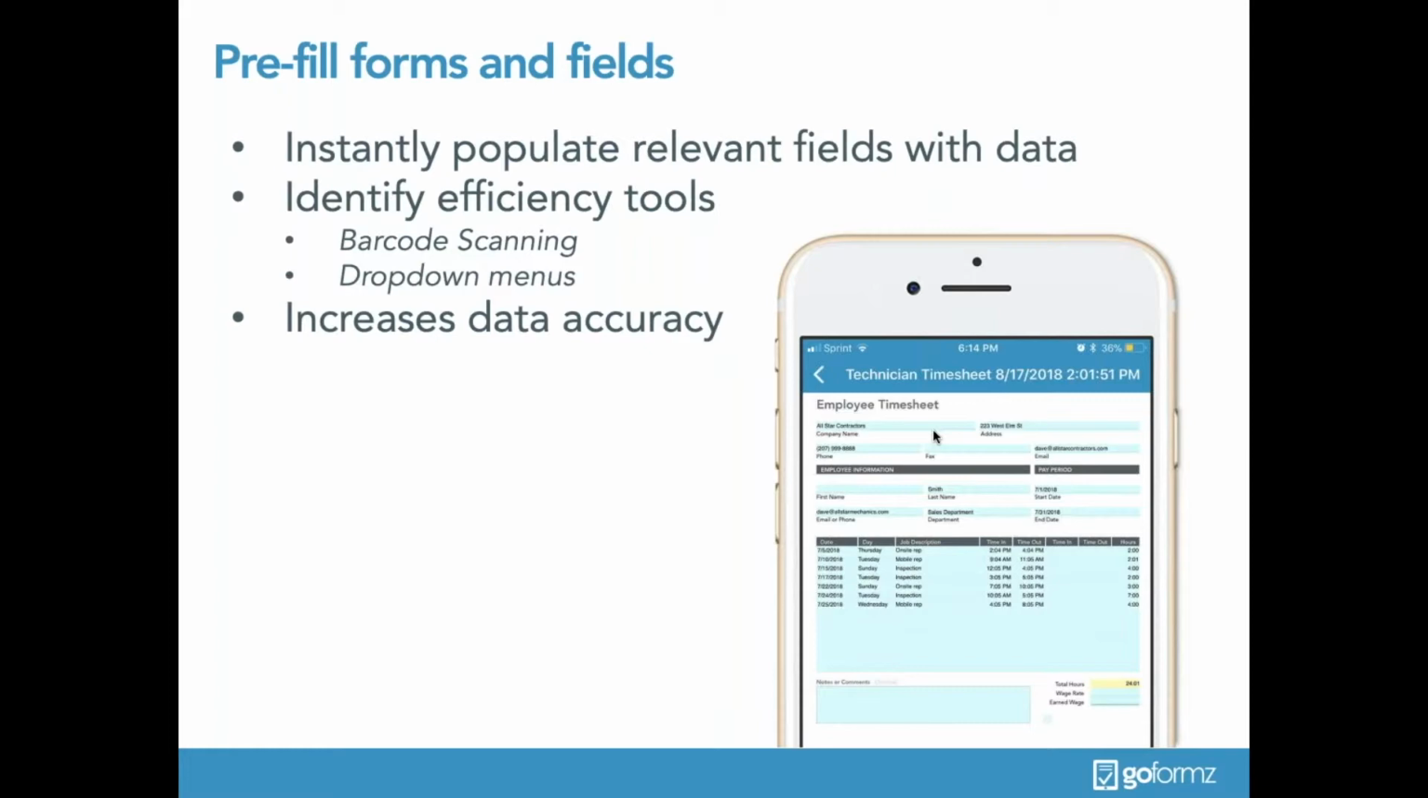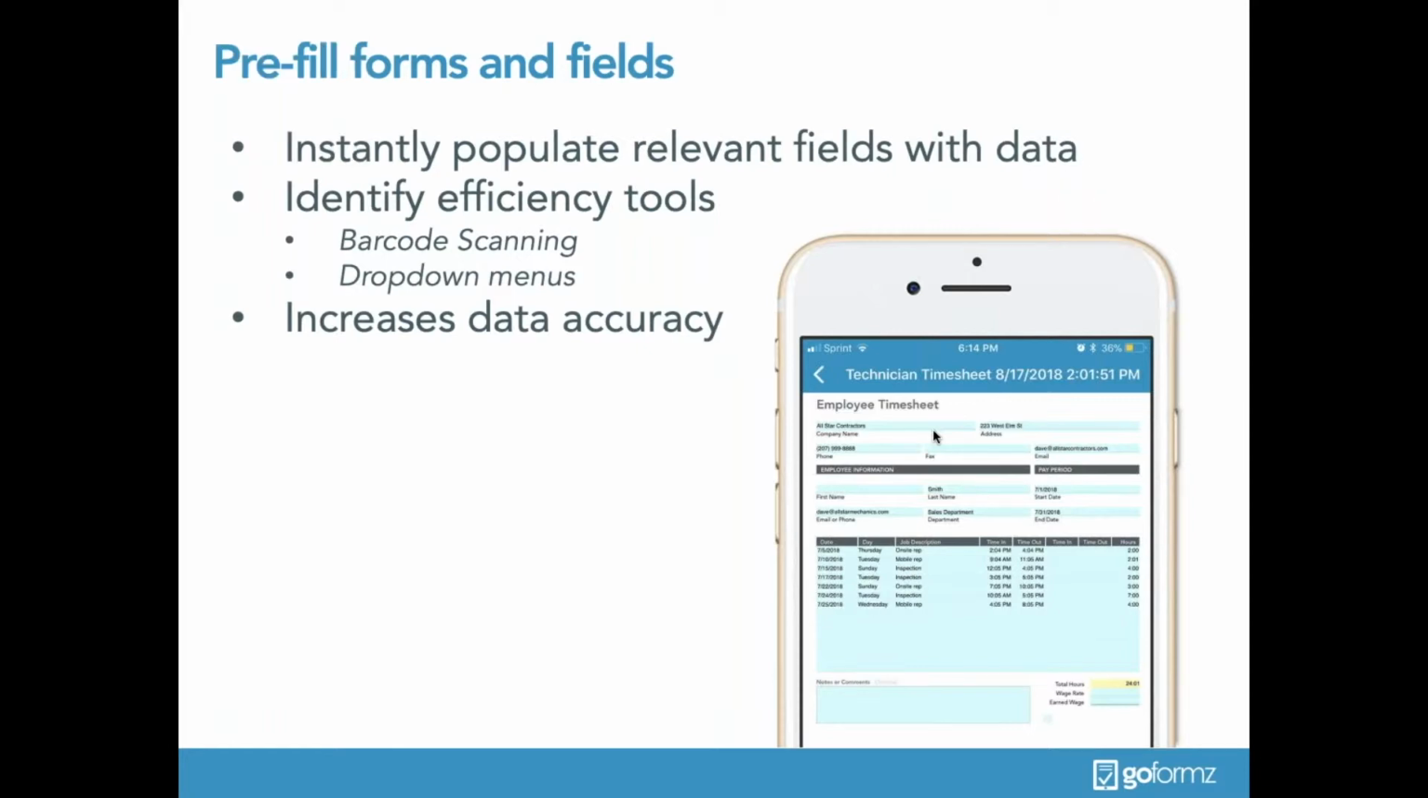With mobile forms platforms like GoForm, scanning a barcode or selecting a drop-down item can instantly populate relevant fields with data from your account or form integrated platforms. For example, if a user was scanning product barcodes into an inventory form, the product name, manufacturer, and price fields could be instantaneously filled in with accurate data from connected databases. This dynamic feature not only accelerates form completion, but also increases data accuracy.